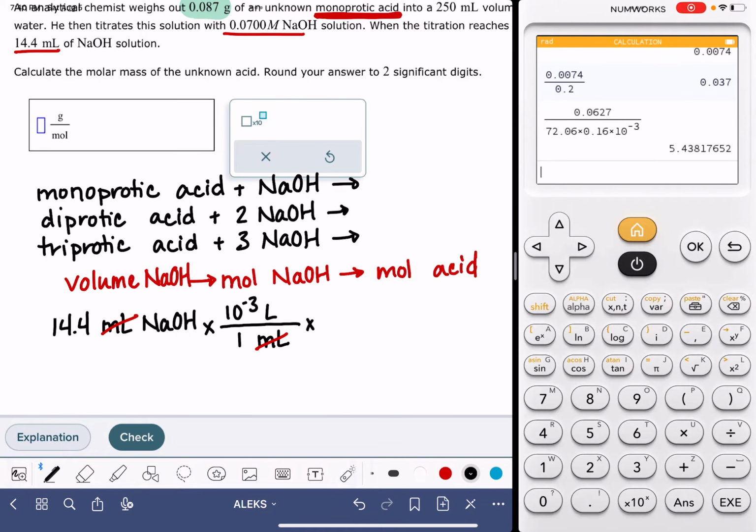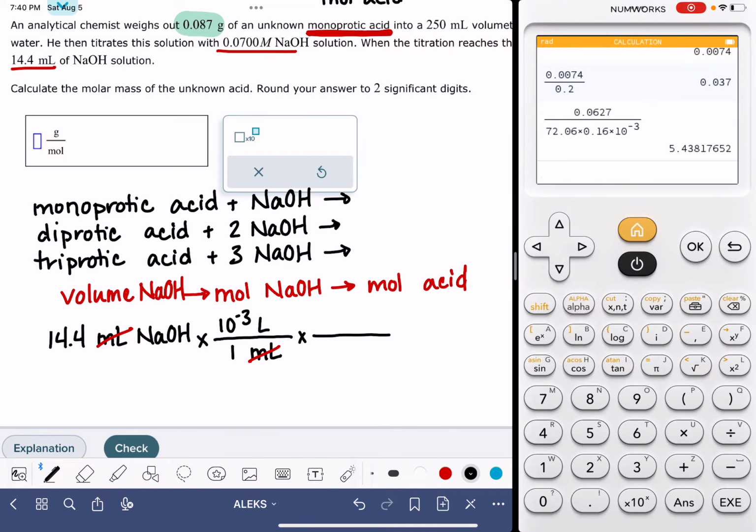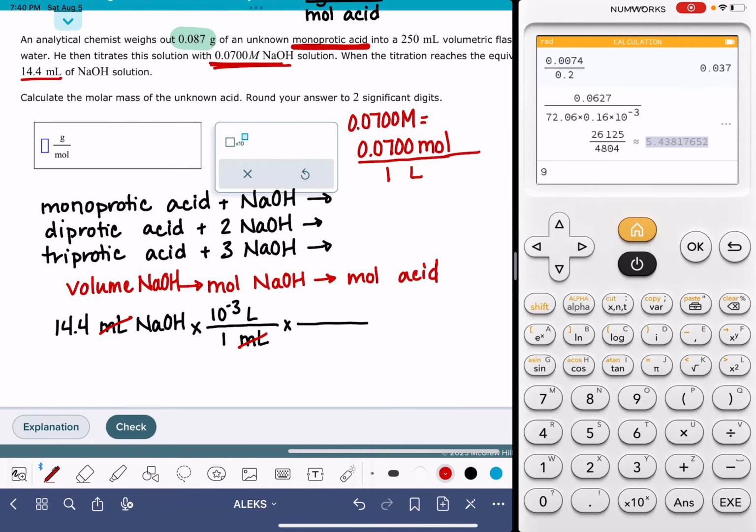The next thing that we're going to do is convert from volume into moles. Now, the conversion factor that we use to go between volume and moles is the molarity. My solution has a molarity, that's this one right here, of 0.0700 molar. That means specifically 0.0700 moles of whatever the substance is per 1 liter. And for mine, it is moles of NaOH. Now, this relationship can be used as a conversion factor to convert between moles and liters.